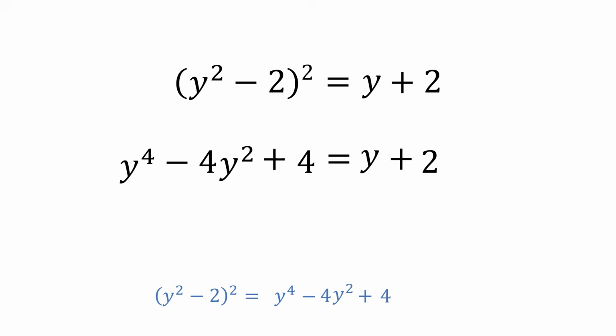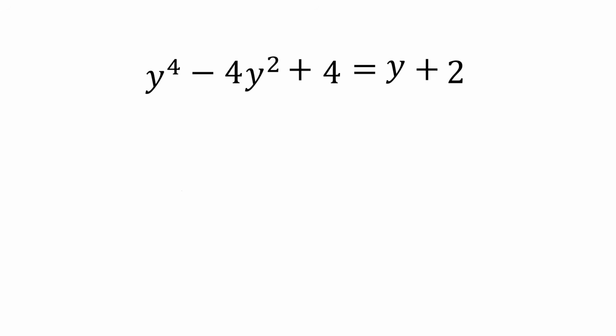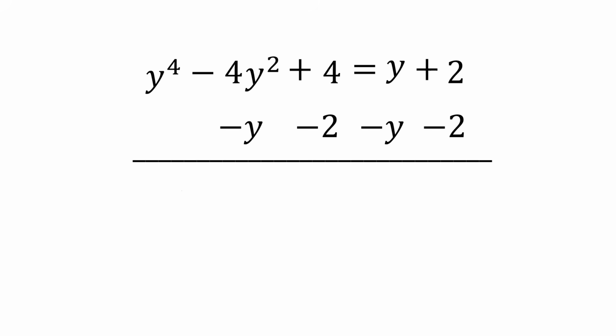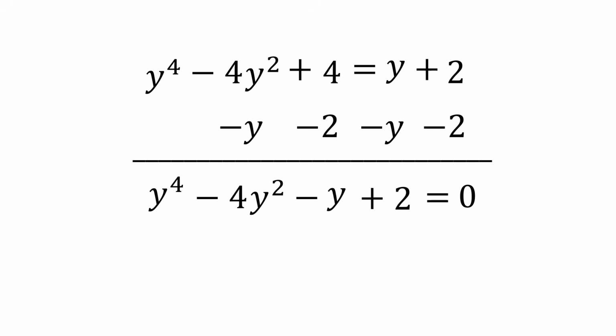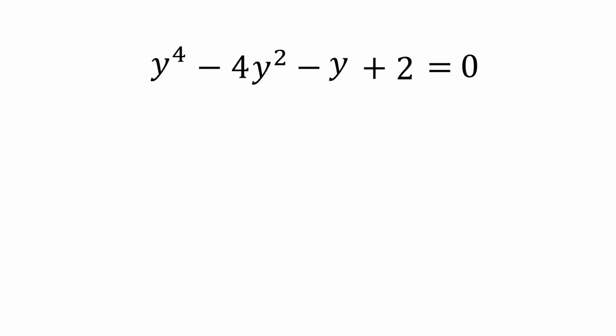To solve the polynomial equation, it's usually best to collect every term on one side. Subtract y, then subtract 2. That gives us y to the fourth minus 4y squared minus y plus 2 equals 0. Now the equation is in a form we can investigate.